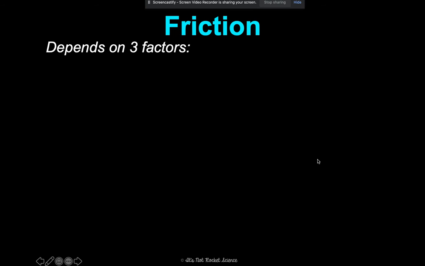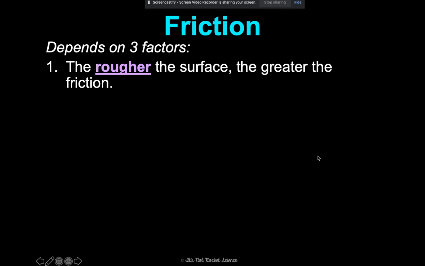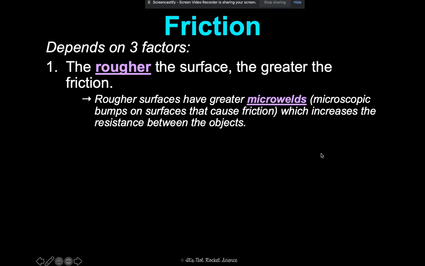Let's start with friction. There are 3 factors that friction depends on. Number 1, the rougher the surface, the greater the friction. Rougher surfaces have greater microwelds, which are microscopic bumps on the surface that cause friction, which increases the resistance between the objects. Kind of makes sense if you think about it, because we have been around rougher surfaces like sandpaper, and sandpaper is much harder to move across each other than, say, your hands or even 2 pieces of wax paper.